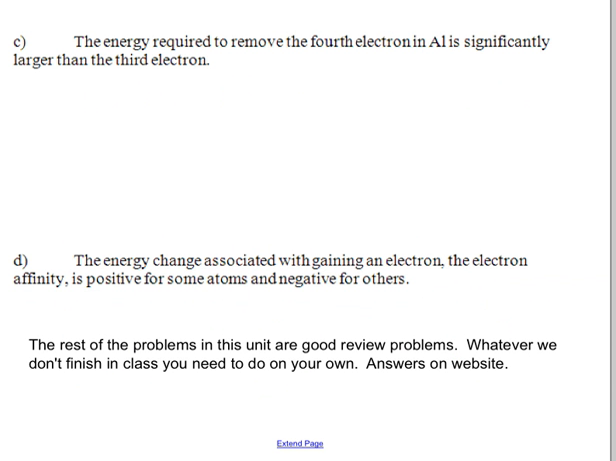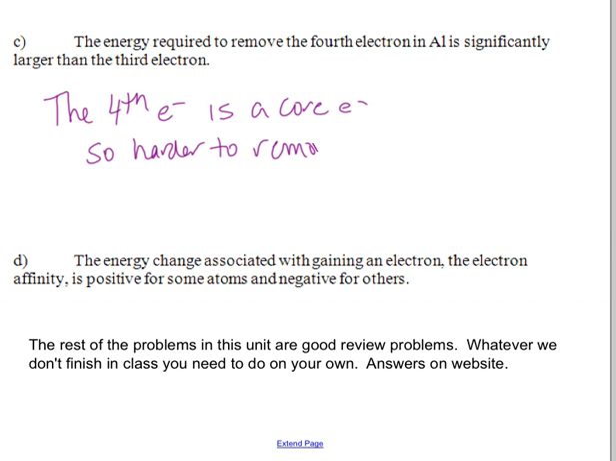The energy required to remove the 4th electron in aluminum is significantly larger than the 3rd. Tell me about the 4th electron. It is a core electron, so harder to remove than the 3rd, and I'll put valence in parentheses because that's a valence electron.